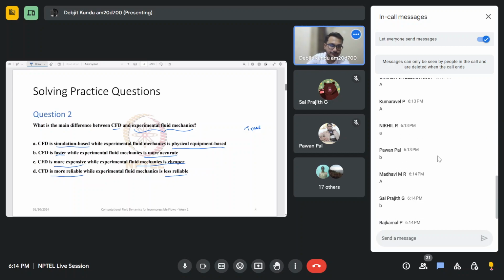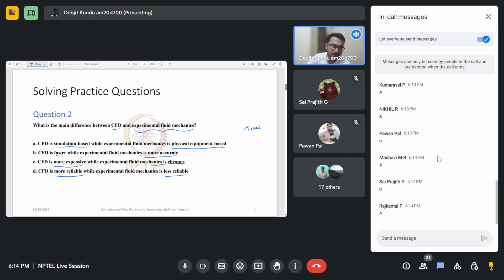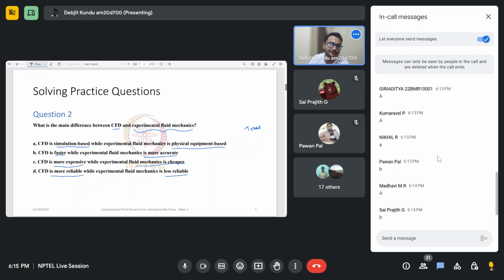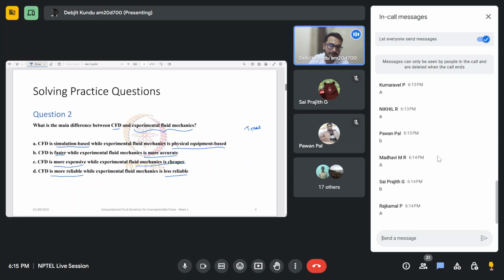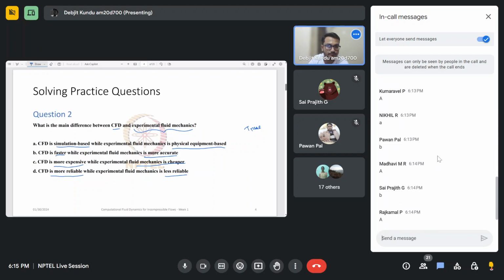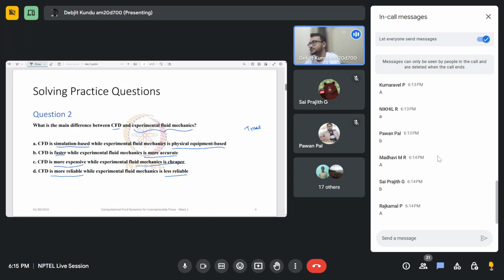So we have a divided crowd here. Last time everyone unanimously agreed that it should be option D for the first question. And for this one, we have a bit of a divided crowd. Most of you are saying it should be option A, whereas a few people are saying it should be option B as well. So let's see. Would it be option A or option B?